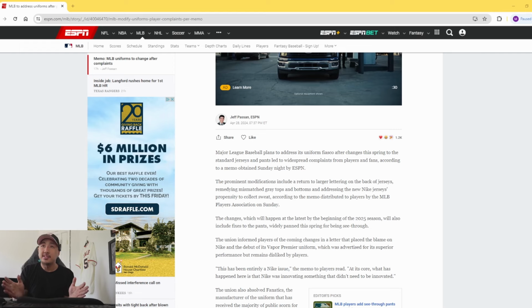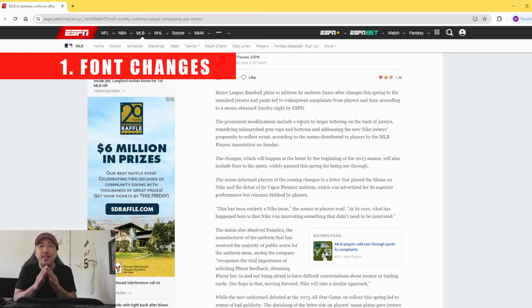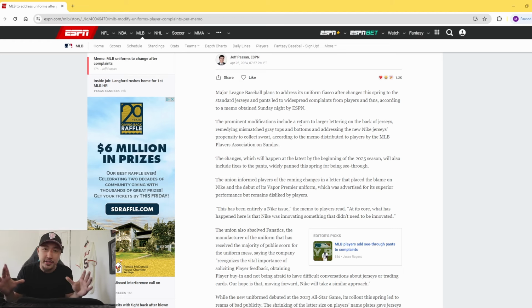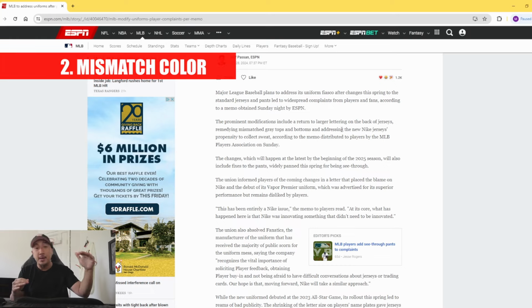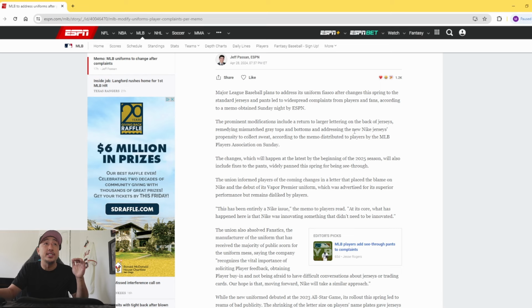And these are the key points. It says primary modifications include a return to a larger font on the back. Thank goodness, because they made it smaller, it just didn't look right. It looked very amateurish. The next key point they were gonna touch on was the mismatched color of the gray tops and bottoms. It looked so weird. Mismatched gray tops and bottoms, addressing the new Nike jersey's propensity to collect sweat.